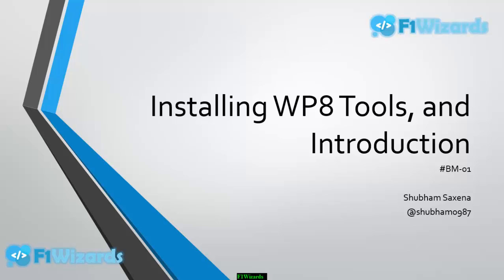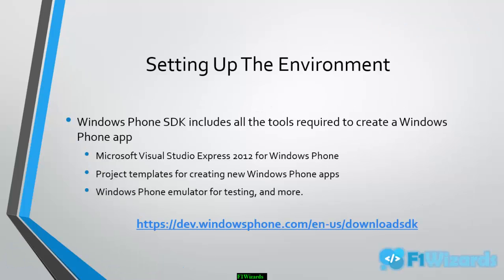I am Shubham Saxena and I'll guide you through this module: installing Windows Phone 8 tools and an introduction to the development environment. The first thing you need is to set up the environment for developing Windows Phone applications. Windows Phone SDK includes all the tools required to create a Windows Phone application. It includes Visual Studio Express 2012 for Windows Phone, some project templates for creating Windows Phone applications, the Windows Phone emulator for testing, and many other things like Microsoft Blend.